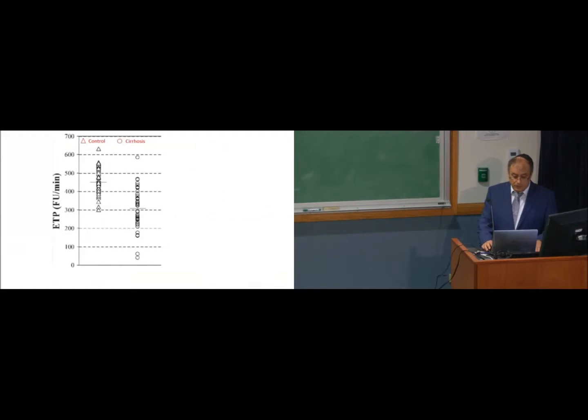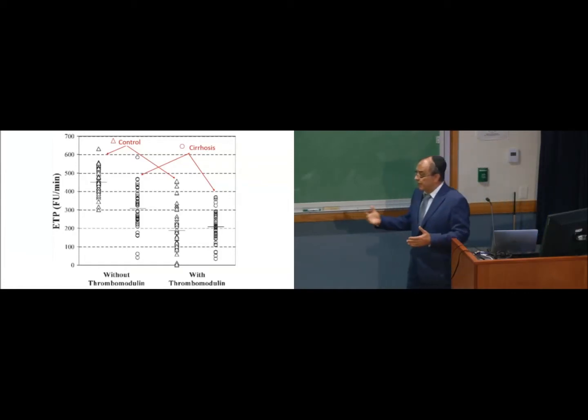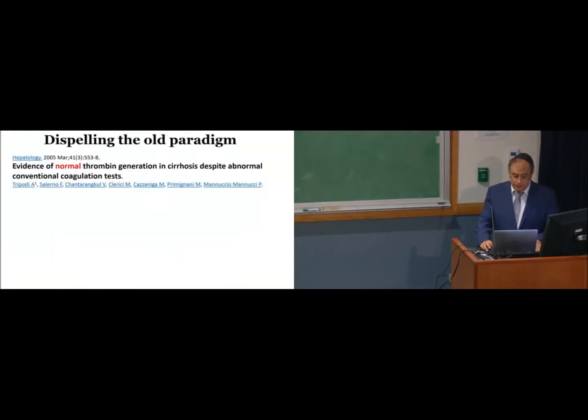But when thrombomodulin in a soluble form is added to the plasma, remember it is cell bound, then of course it activates protein C, the anticoagulant opposing forces come into play and decrease thrombin generation in both groups, but more so in controls, to the point that cirrhotics and controls show a similar amount of thrombin generation. And the authors concluded they found evidence for normal thrombin generation, and this is groundbreaking laboratory evidence that cirrhosis is not a hypocoagulable state.